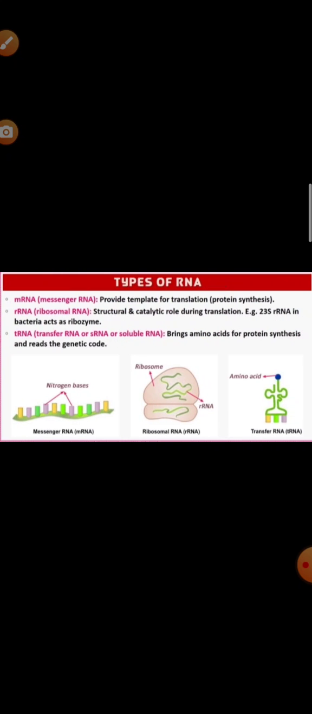Types of RNA: mRNA, rRNA, tRNA. mRNA is messenger RNA. It will provide the template for the process of translation. Translation means protein synthesis. Second is rRNA, that is ribosomal RNA, which has a structural and catalytic role during translation. tRNA is transfer RNA, also known as sRNA, soluble RNA. Both bring the amino acid for protein synthesis and read the genetic code. Clear? These are the types of RNA.